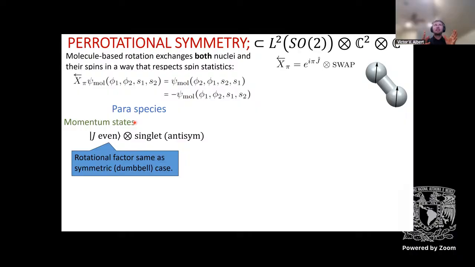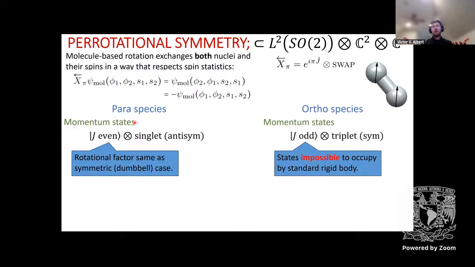So in a sense, parahydrogen is basically equivalent to a classical object if you remove the dangling spin state, or a classical object with a dangling spin state. It's not really occupying a different state space, because it's basically the same as that of a dumbbell.